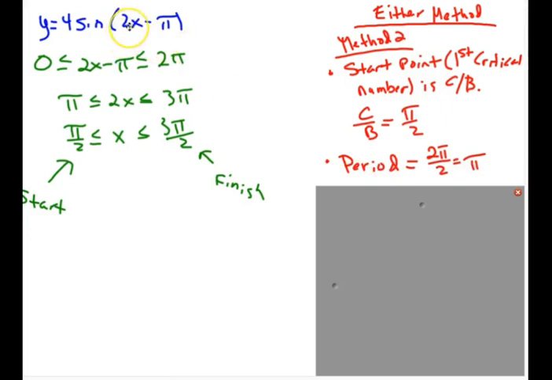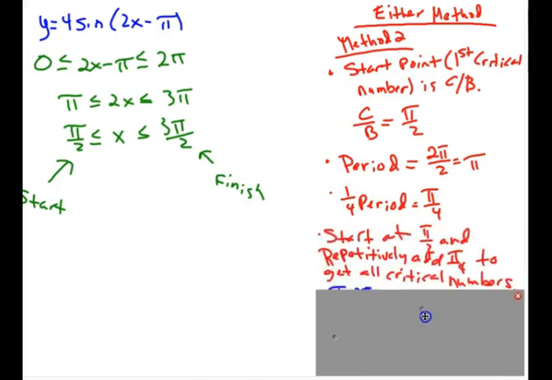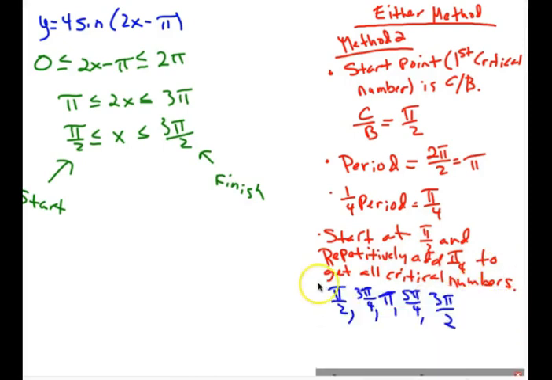Then I find my period. My period is 2 pi over 2 because b is 2, so I have a period of pi. Then I take a quarter of that period, so 1/4 of pi is pi over 4. I'm going to start at pi over 2 and repetitively add pi over 4 to get all the critical numbers. So pi over 2 plus pi over 4 plus pi over 4 plus pi over 4 plus pi over 4, and that's how I get all the critical numbers. So hopefully if you were having some trouble with that, that's been helpful for you.